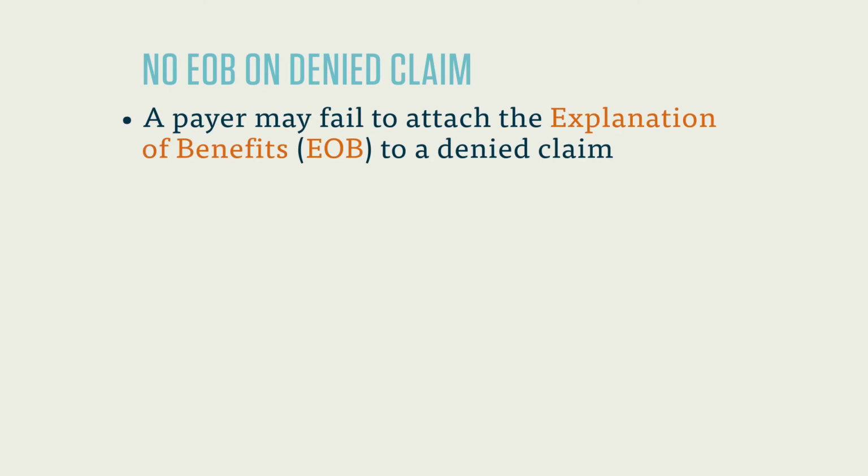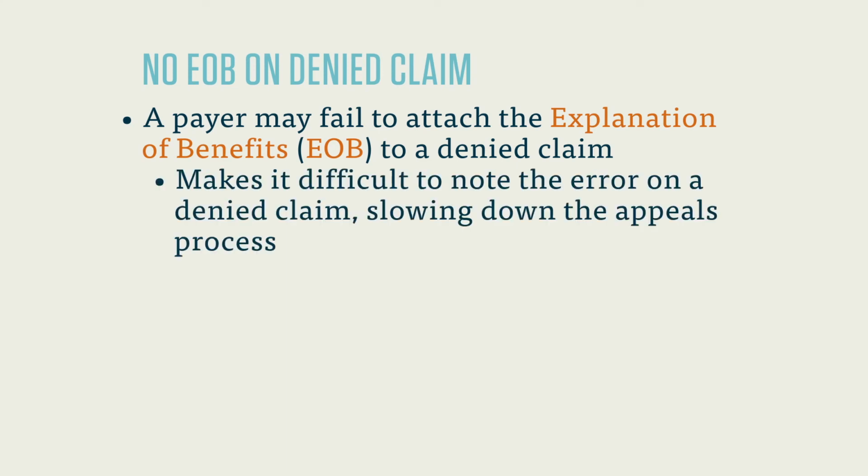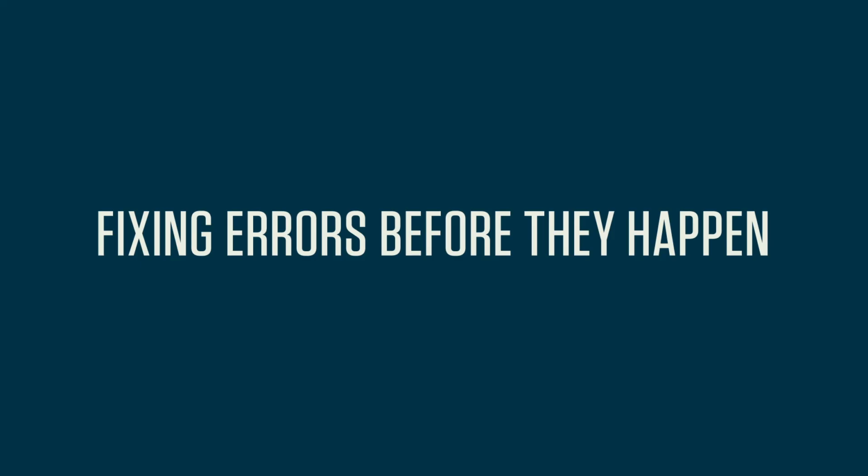No EOB on denied claim. In certain cases, the payer may fail to attach the explanation of benefits, EOB, to a denied claim. In cases like this, it's difficult to note the error on a denied claim, which slows down the already slow appeals process. Fixing errors before they happen. It's always important to be proactive when you're medical billing. Here are a few things that you can do to catch medical billing errors before they happen.